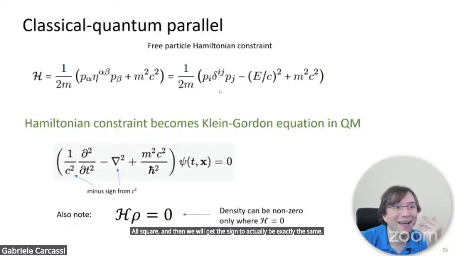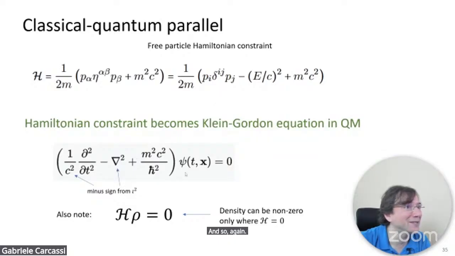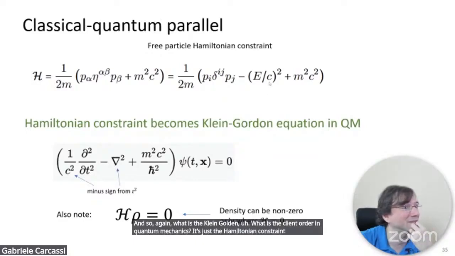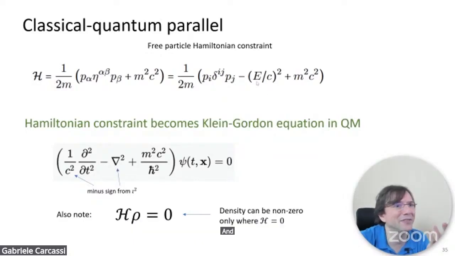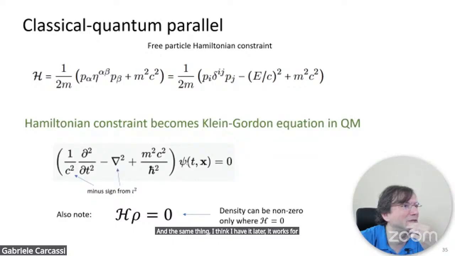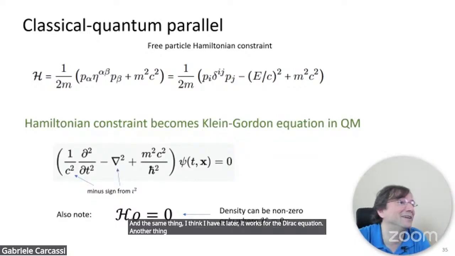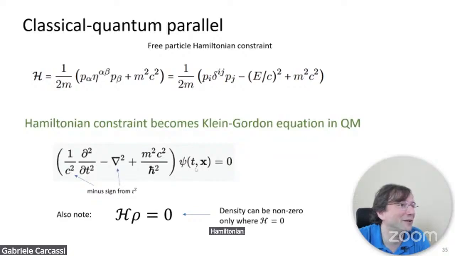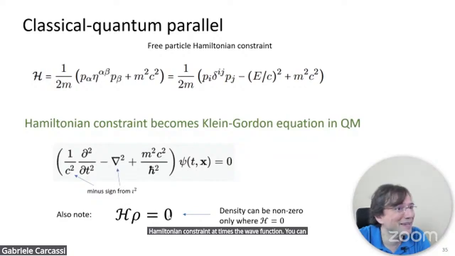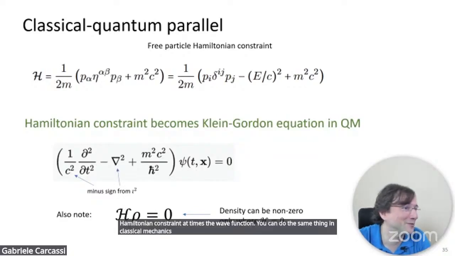And so, again, what is the Klein-Gordon in quantum mechanics? It is just the Hamiltonian constraint of classical mechanics. And the same thing, I think I have it later, works for the Dirac equation. Another thing that is nice is that you see how you have the Hamiltonian constraint times the wave function. You can do the same thing in classical mechanics with a probability distribution.